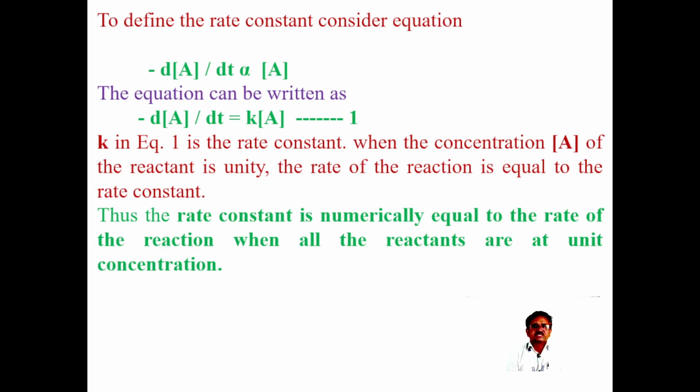The rate of reaction is equal to the rate constant. So according to equation 1, you can just see that if the molar concentration of A is unity, then k multiplied by unity is k, so the rate will be equal to the rate constant in that case. Thus the rate constant is numerically equal to the rate of the reaction when all the reactants are at unit concentration. I hope you understood this.